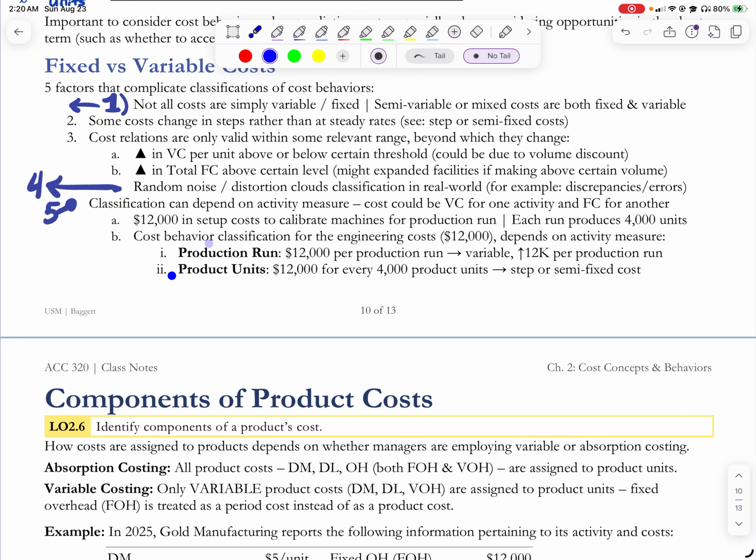If I define it with relation to product units, though, it's $12,000 for every 4,000 product units. Each production run is 12,000, and each one produces 4,000 units. It would look like a step cost, increasing by $12,000 for every 4,000 units.